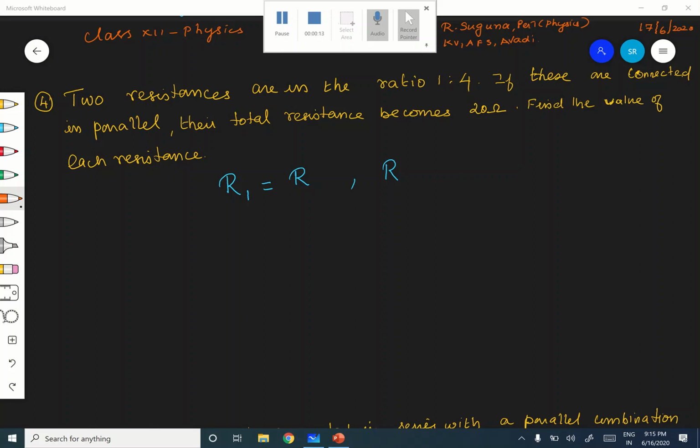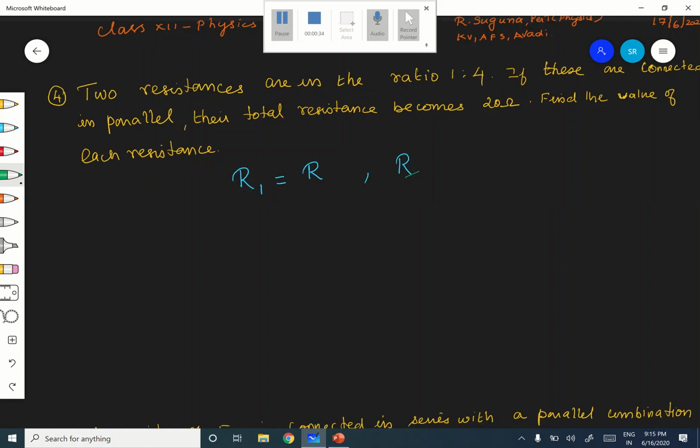Two resistances are in the ratio 1:4. If they are connected in parallel, their total resistance becomes 20 ohms. Find the value of each resistance. Therefore, R1 is equal to R. Then what is R2? R2 should be equal to 4R.